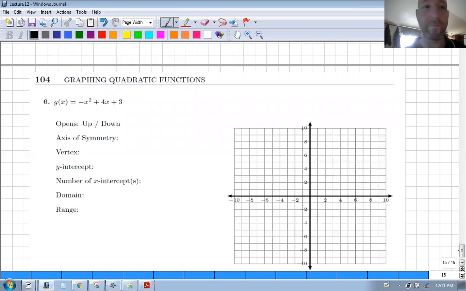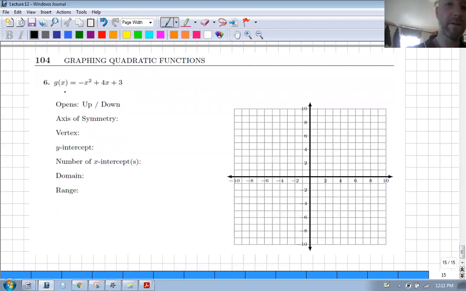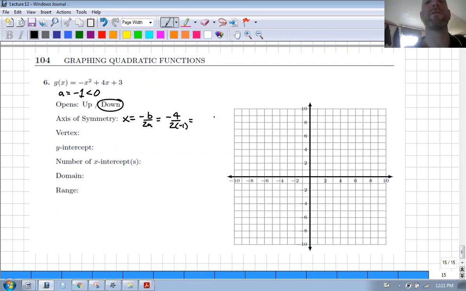All right. So our a here is a negative 1, is negative, so it opens downward. Axis of symmetry, negative b over 2a. We got a negative 4 over 2 times negative 1. So this is a positive 2. So over here at 2, there's our axis of symmetry.